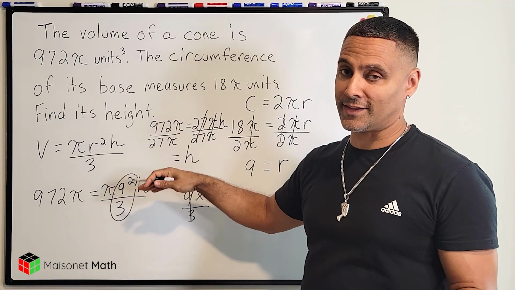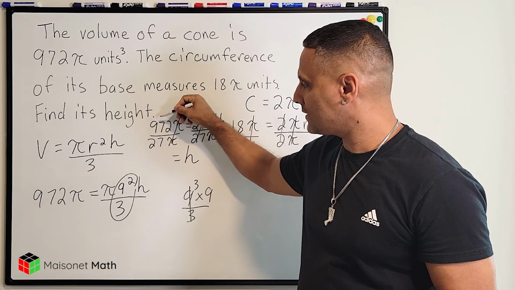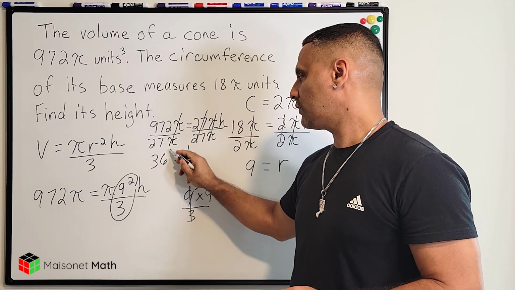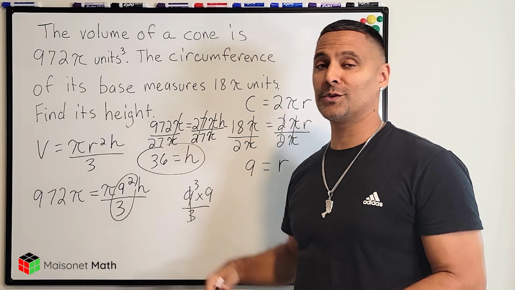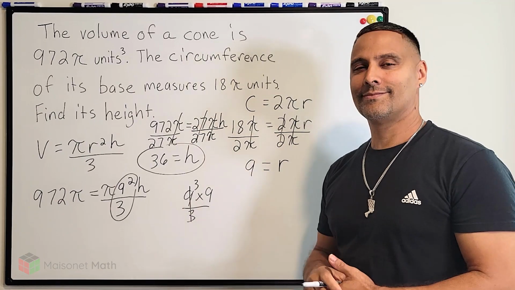Now on the left-hand side of the equation, pi cancels out. So what we do is we take 972 divided by 27, and that equals 36. So the height of our cone is equal to 36 units, and that's all there is to it.